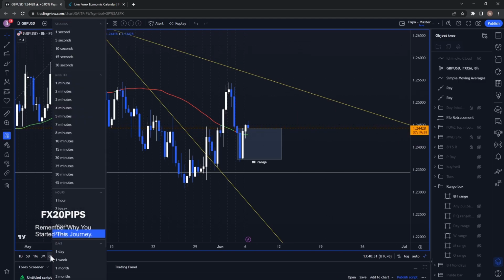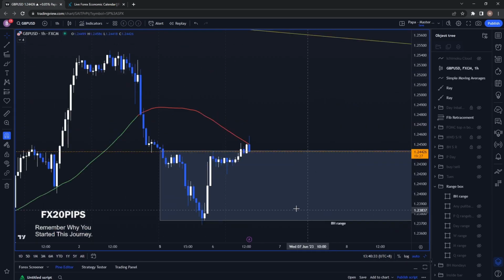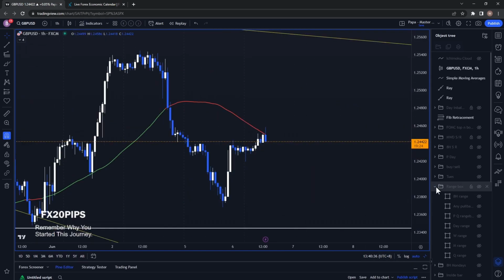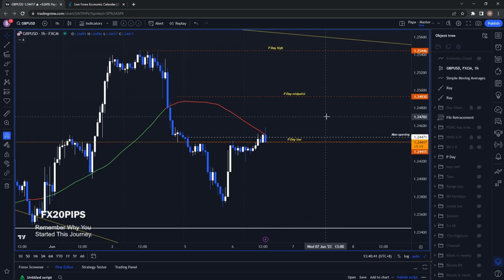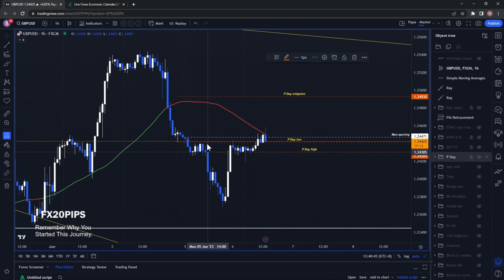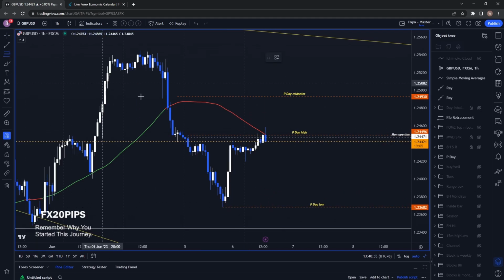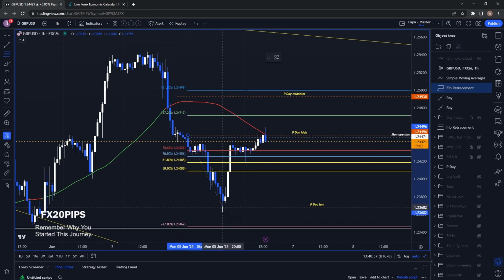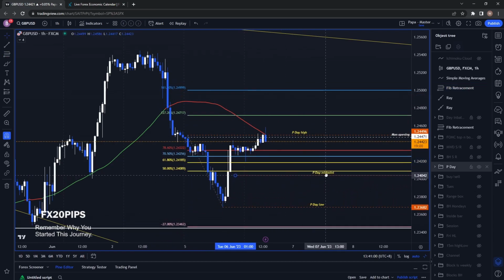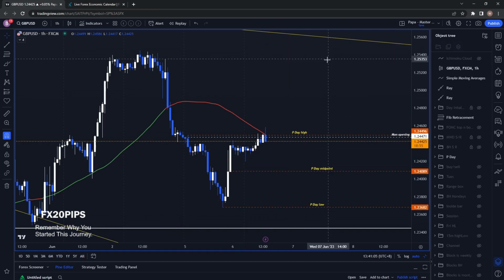Let's go to 1 hour and do our previous day high and low. So we have the previous day high. We have the previous day low here. Let's get a midpoint from here to here, 50% roughly.